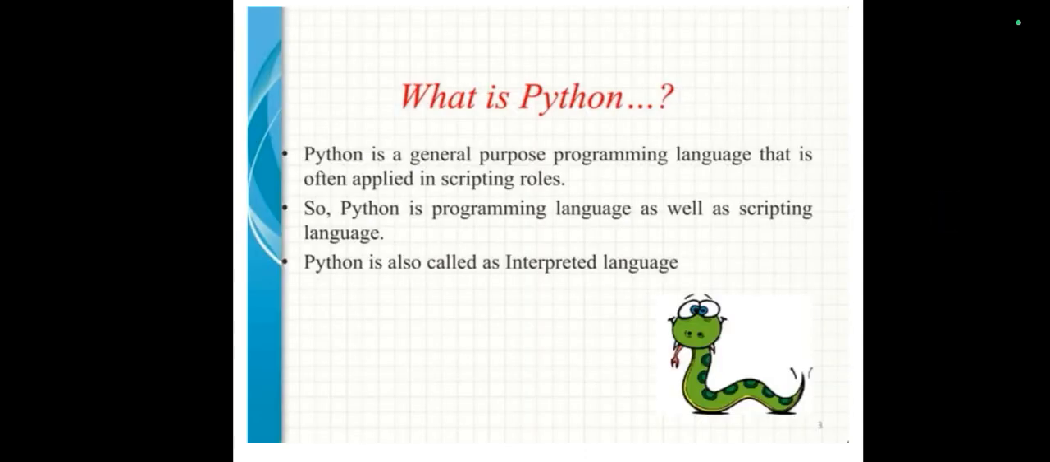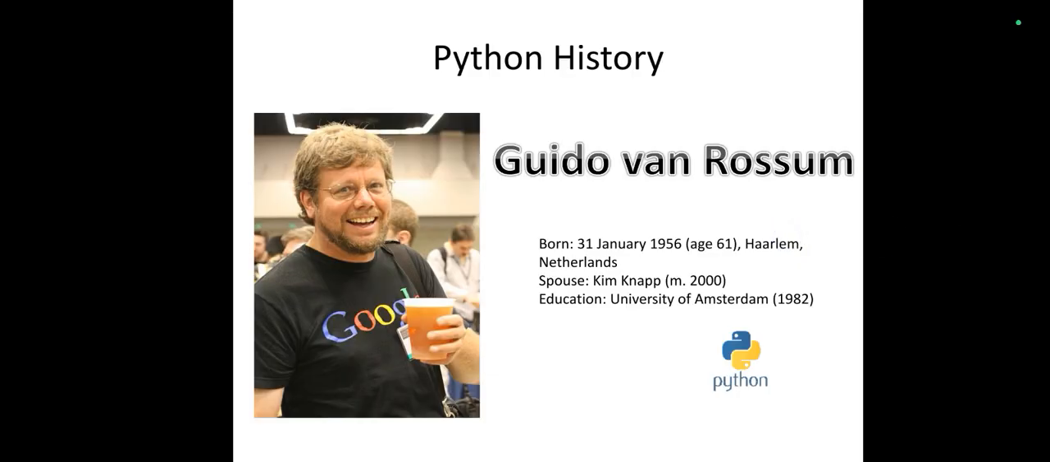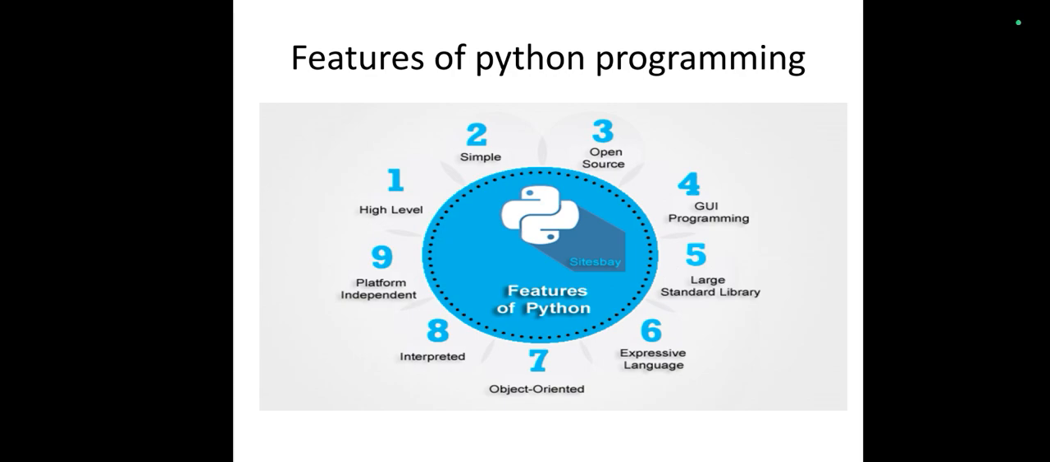So introduction to Python. What is Python? Python is generally a programming language that is often applied in scripting roles. Python is an interpreted programming language that converts high-level language into machine code. And Guido van Rossum is the man who found the Python language, and it was made from the C language. And these are the features of Python. Python is a simple open source object oriented high level language.